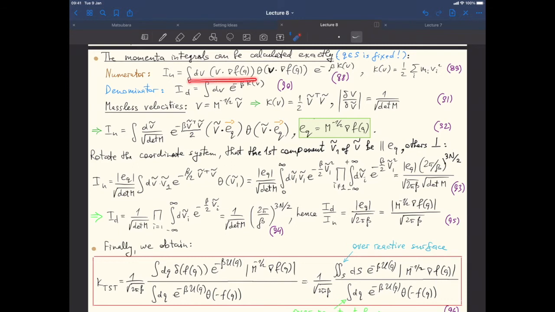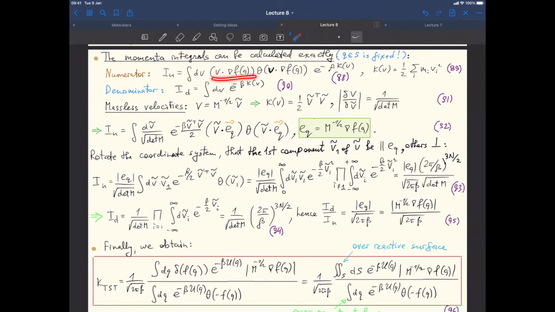So now let's look at this integral. We use the Jacobian to replace v with v tilde. So we have this here. The kinetic energy term, this one, becomes this one, and we see in the kinetic energy we don't have masses anymore.